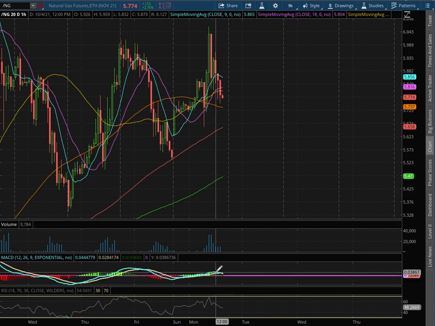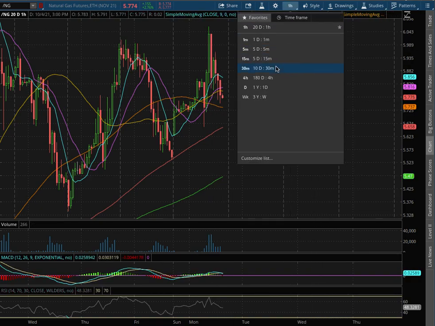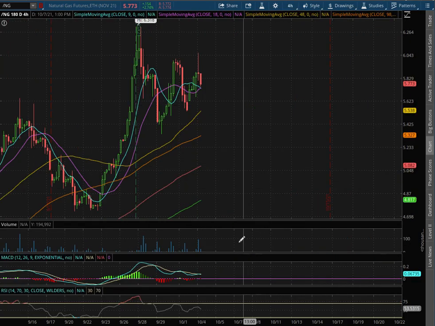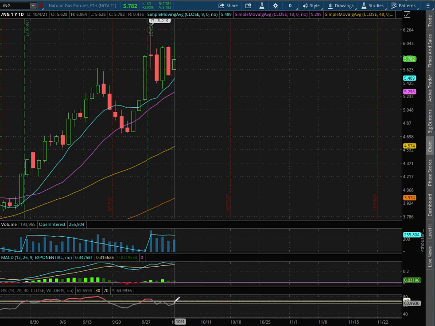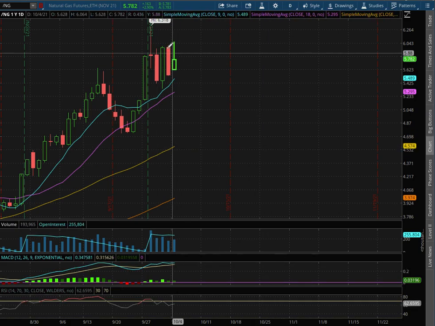We remain in positive MACD, seeing signs of a divergence. As we extend out to the 4 hour chart, we remain in positive MACD. As we extend out further to the daily chart, we see the same action, positive MACD, and we're still off of overbought levels with the RSI.